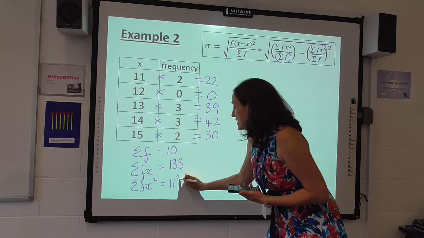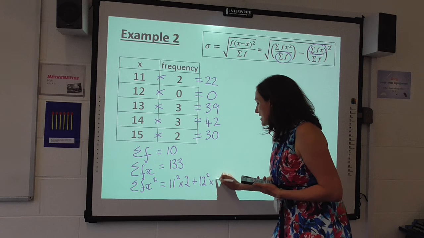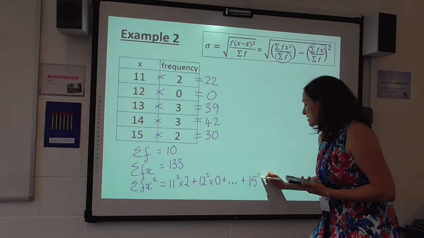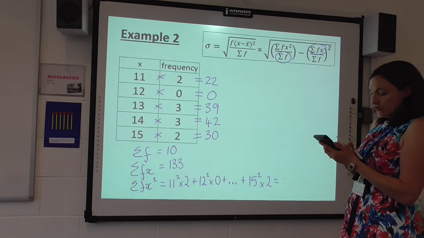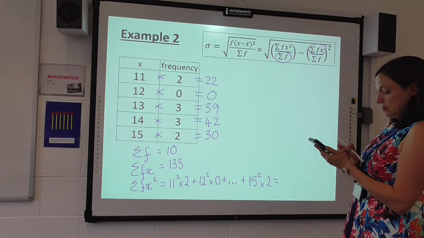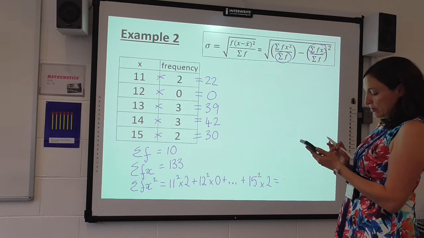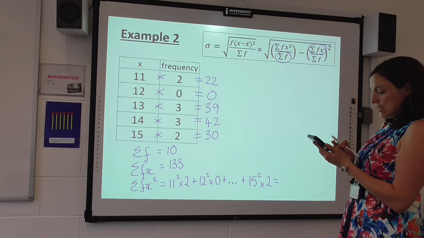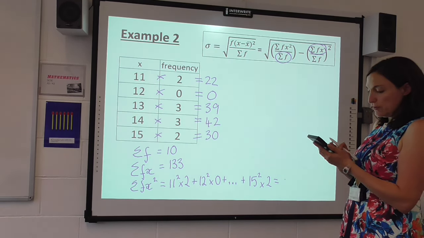And then for the sum of the x squareds, I'll write it out a bit more long-handed here. It's x squared multiplied by its frequency plus x squared multiplied by its frequency plus ... all the way up to the last x squared multiplied by its frequency. So we have 121 multiplied by 2 plus 13 squared multiplied by 3, 14 squared multiplied by 3, and 15 squared multiplied by 2.